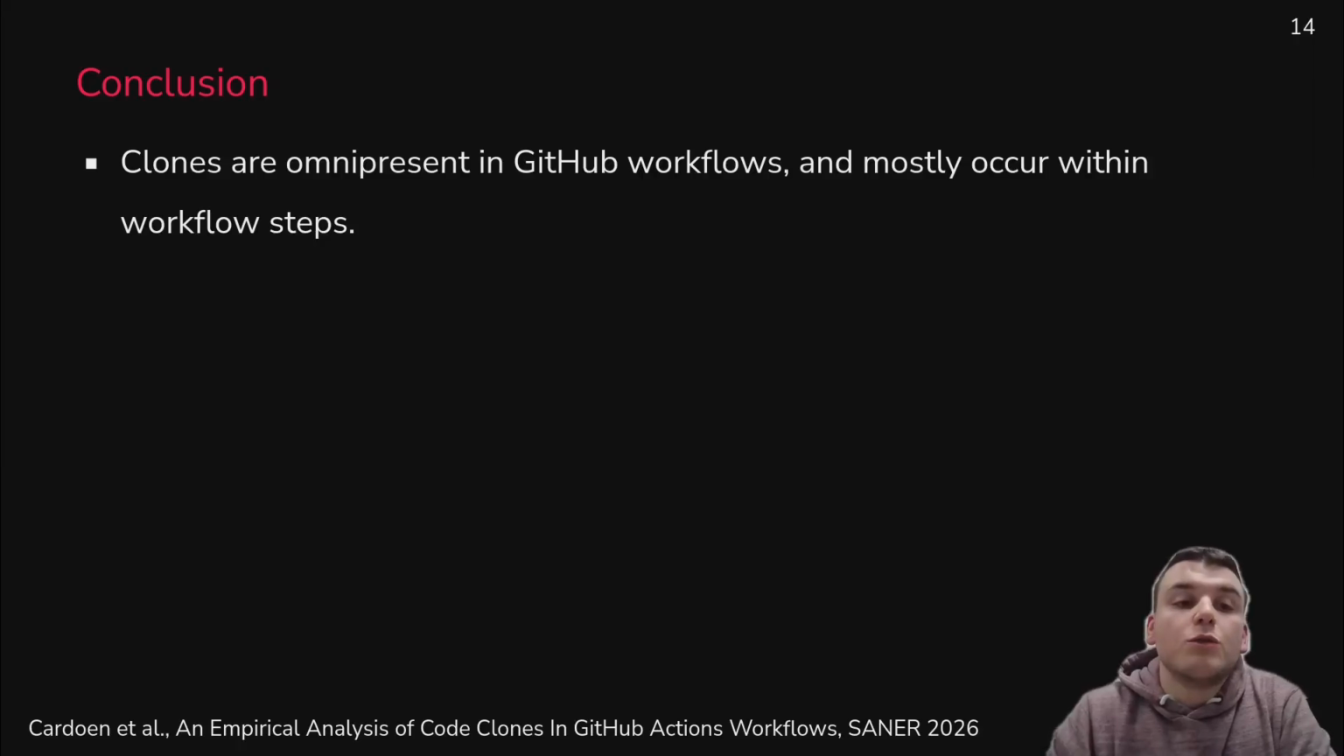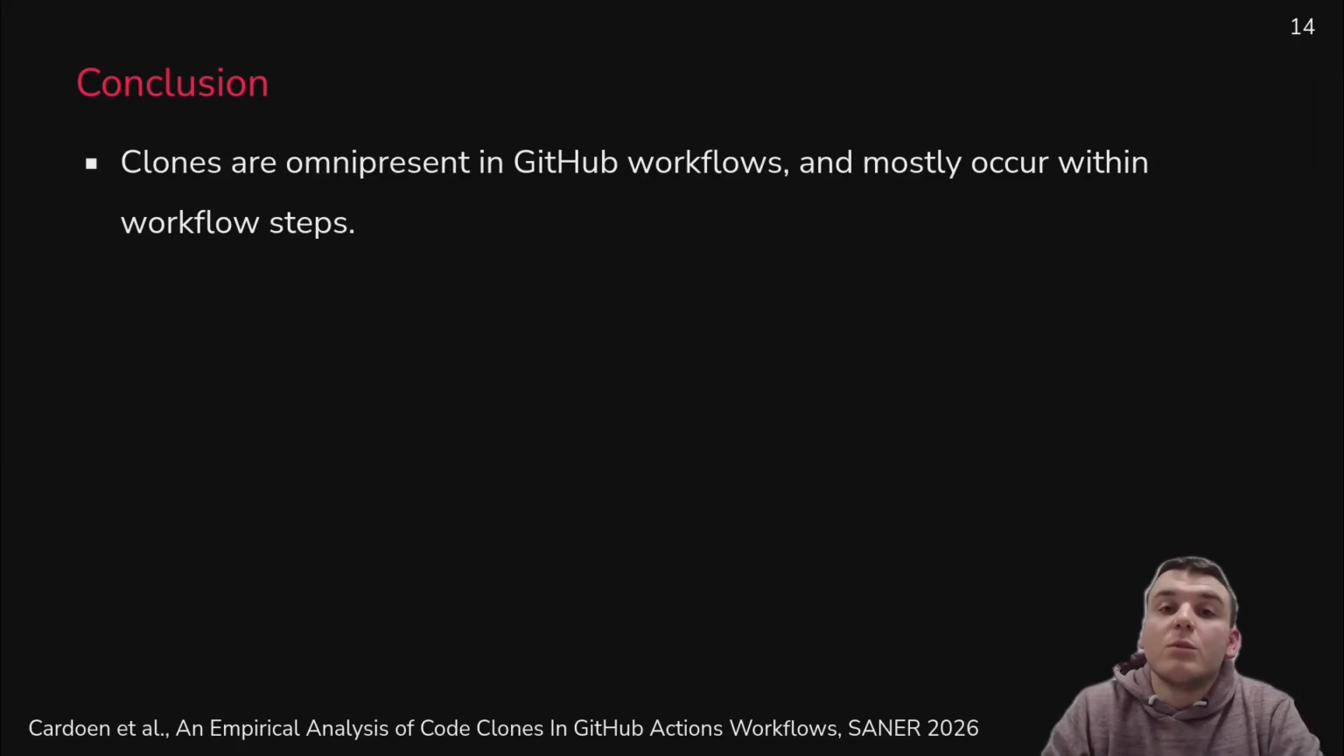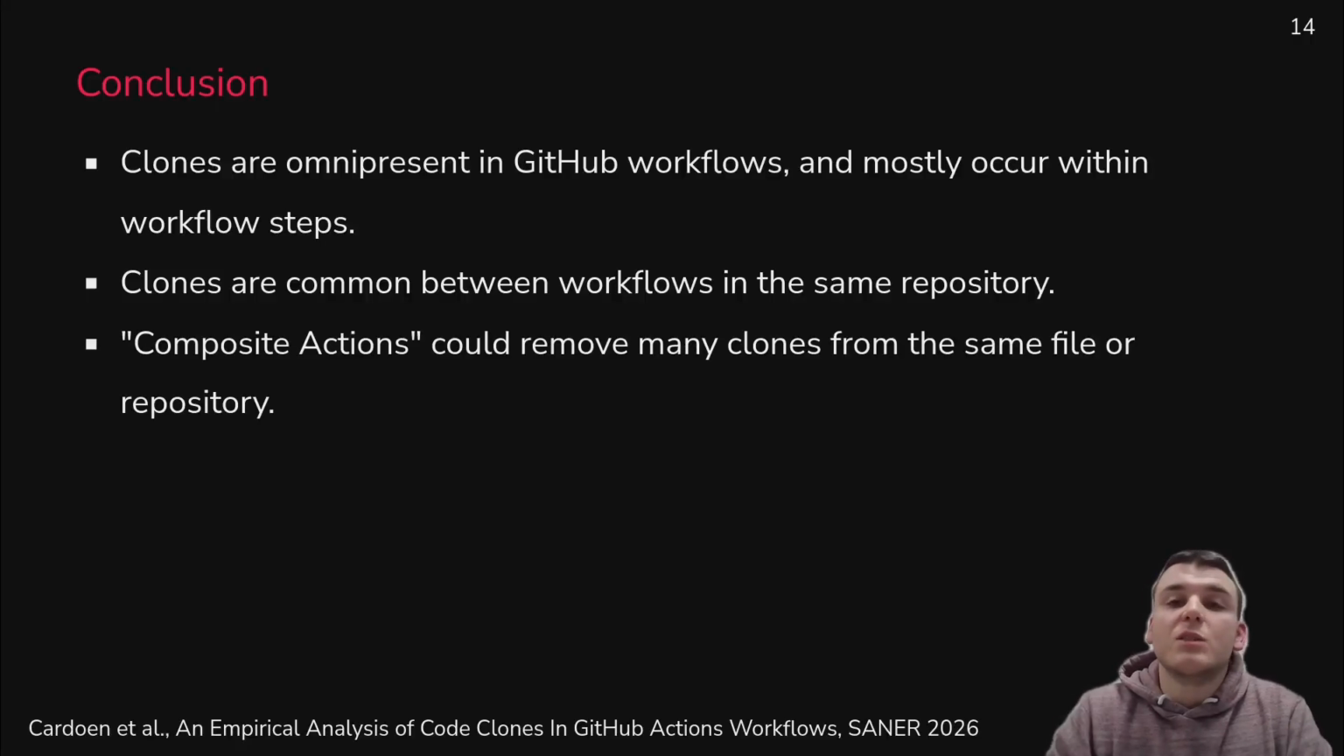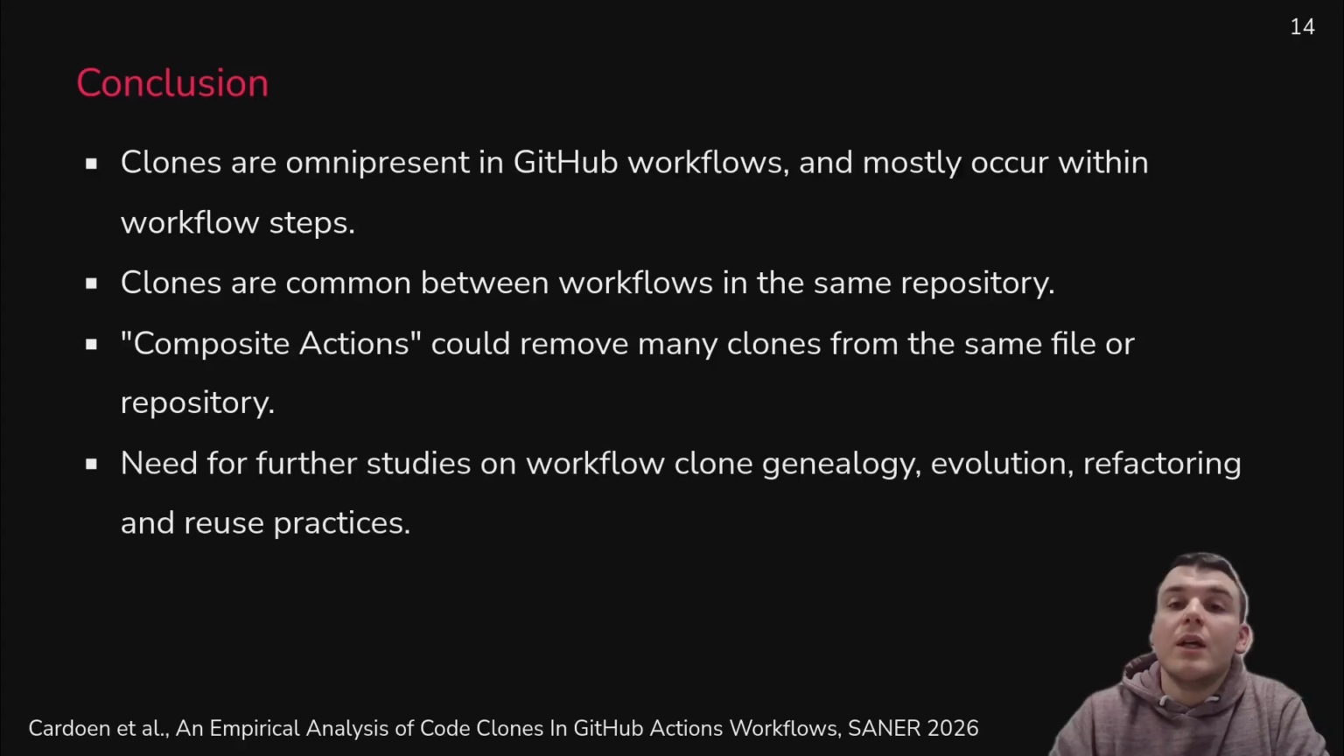To conclude, clones remain omnipresent in GitHub Action workflow, and they mostly occur within workflow steps, despite the built-in reuse mechanism that could be used to avoid them. They are more common between workflows of the same repository, and the built-in reuse mechanism of composite action could remove many of the clones from the same file or the same repository. That said, we don't know yet if we should use composite action to remove these clones, and we leave that question for future work, as well as further studies on the genealogy of the workflow clones, their evolution, their reuse practices, and maybe a better tool support for refactoring.